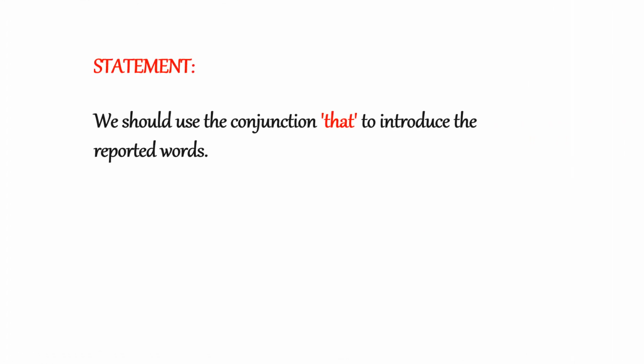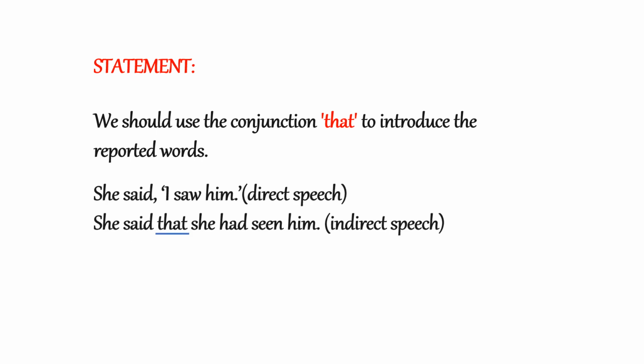Let's see the changes how we do in the statement. We should use the conjunction that to introduce the reported words. Example, she said, I saw him. The reported speech is, she said that she had seen him. Let's see the changes of tenses how we do in the statement. Not only in the statement, this is to be followed for all kind of sentences.